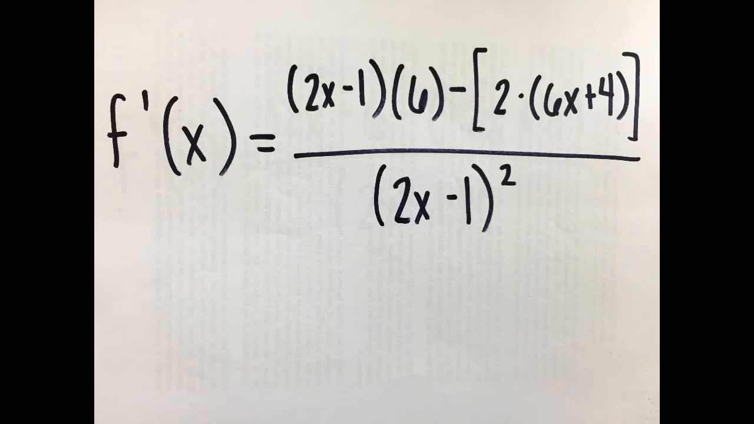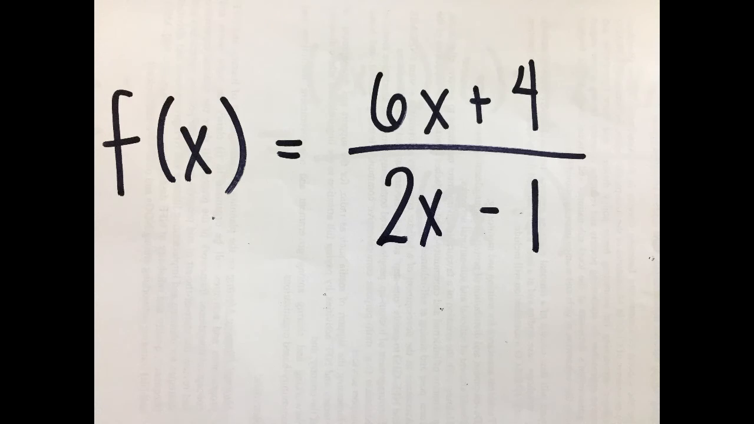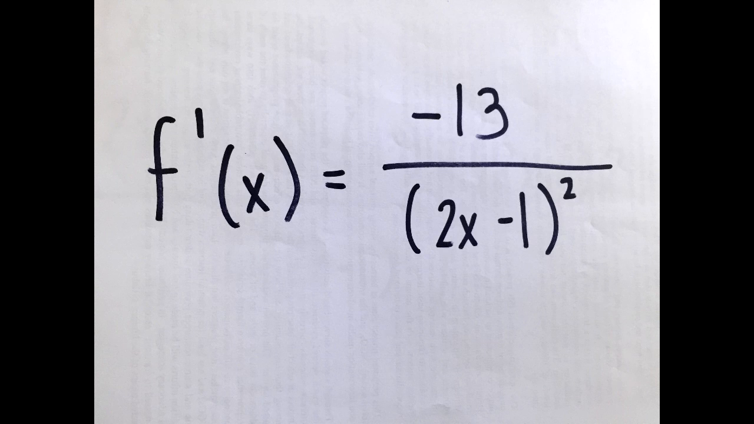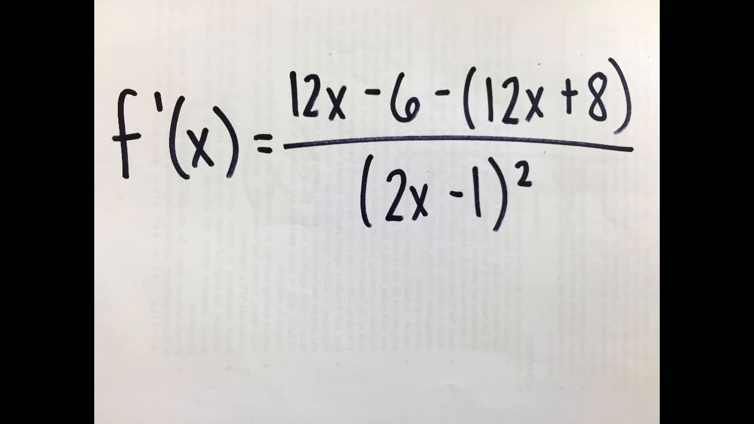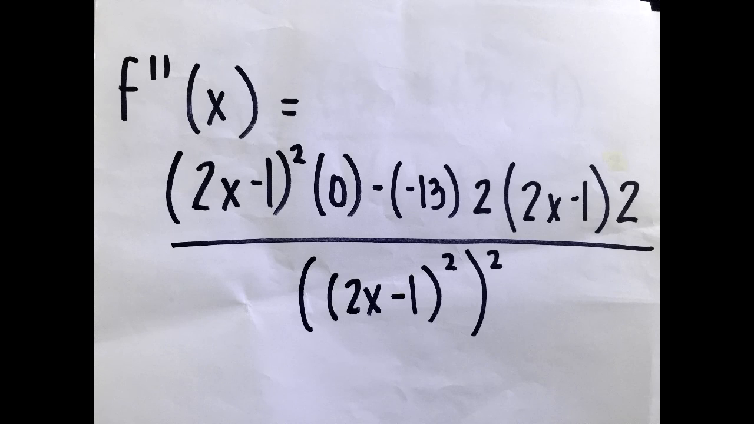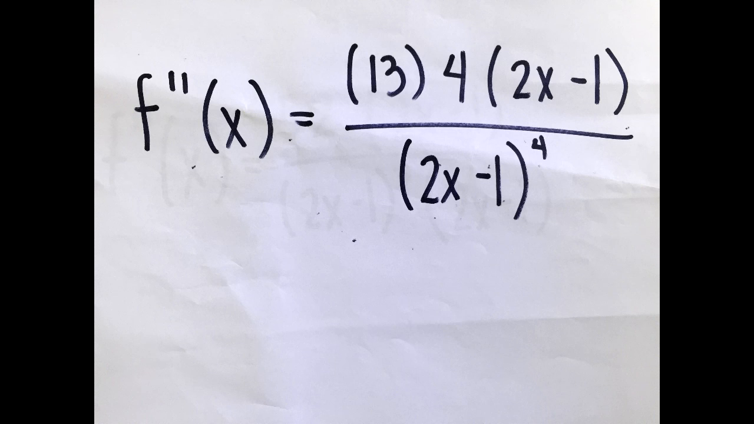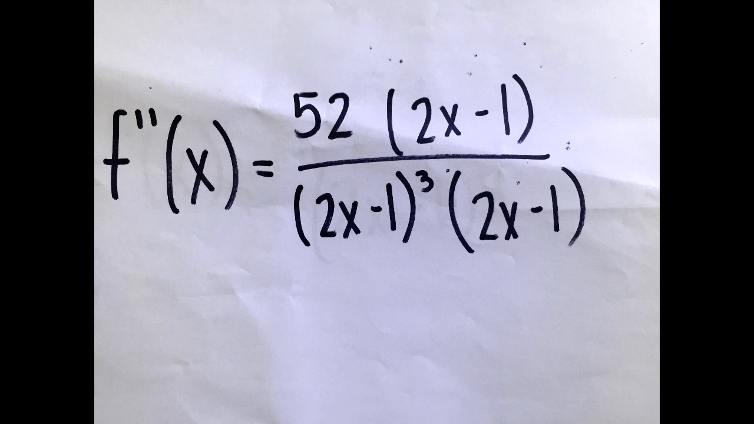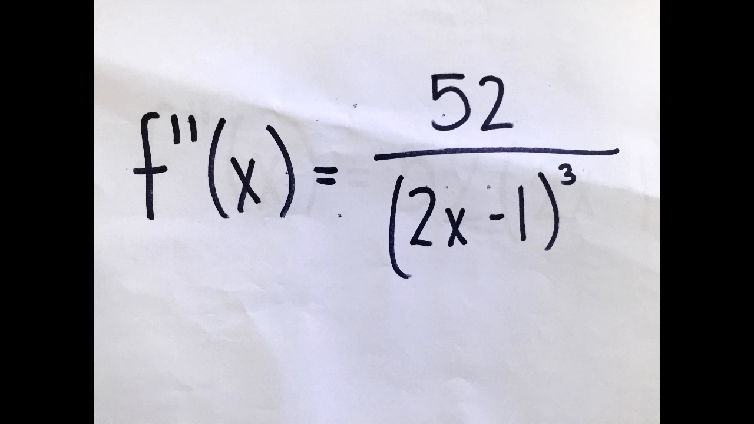To solve for the first derivative, you'll use the quotient rule, which is f prime of x equals k of x times g prime of x minus g of x times k prime of x over k of x squared. To solve for the second derivative, you'll be using the quotient rule and the chain rule. I apply the chain rule in (2x minus 1) squared as the k prime of x.